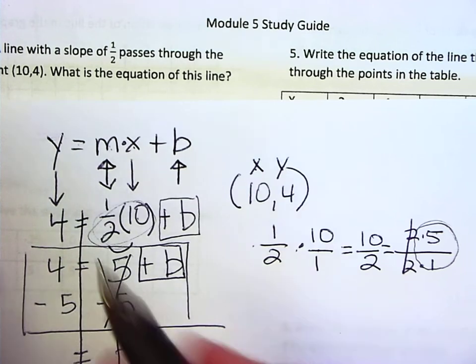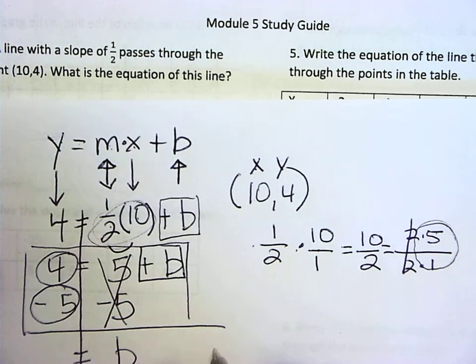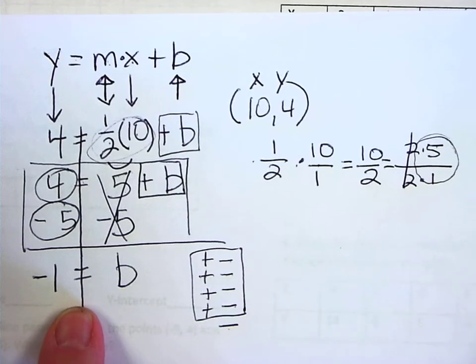This is tricky. Check it out. You have 4 positives and 5 negatives. These cancel out, and you're left with -1. There's your b value. B is -1.